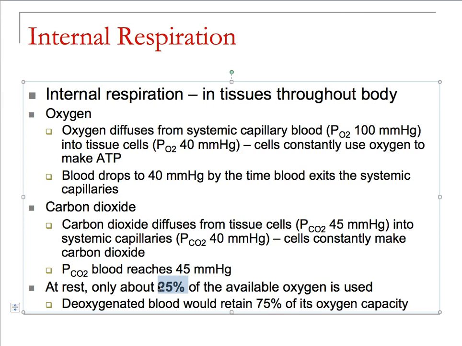So if you've ever had a pulse ox on your finger, right? That is somewhere between 98 and 99% for the normal healthy human being. And most of that is because 75% of all those possible oxygen binding sites are already occupied most of the time, which means all of your physiologic needs can at rest be taken care of with that 25%.